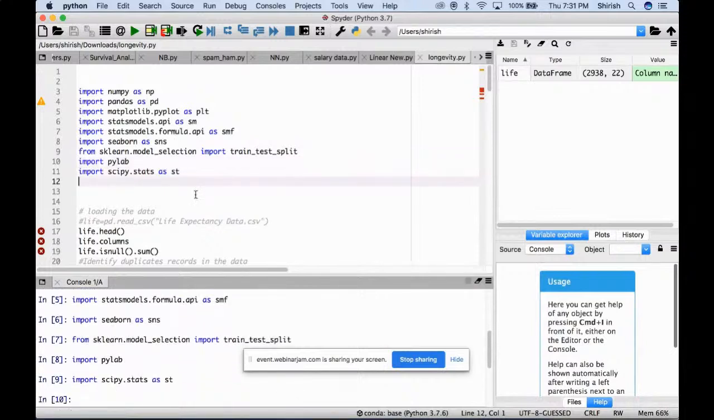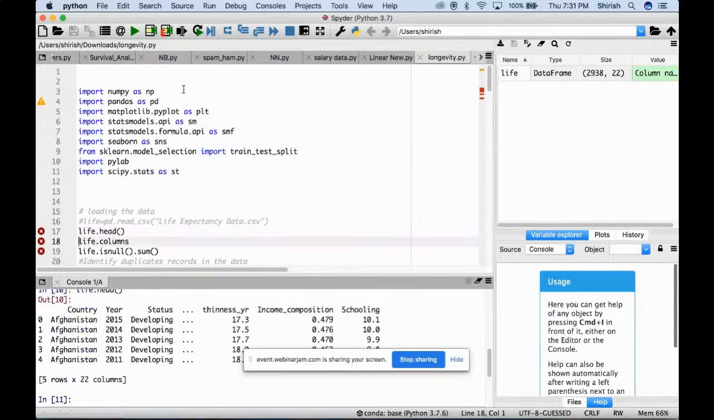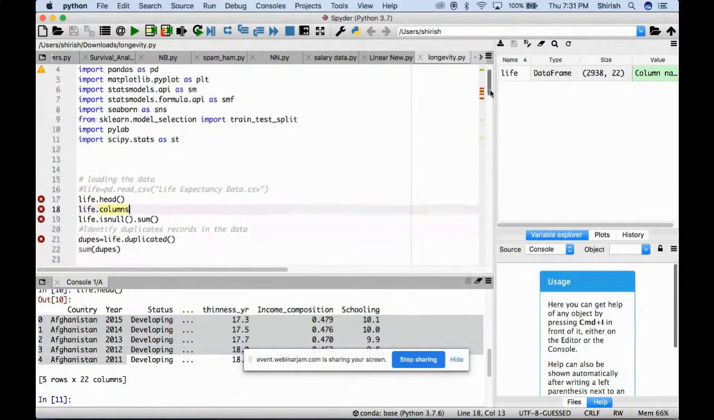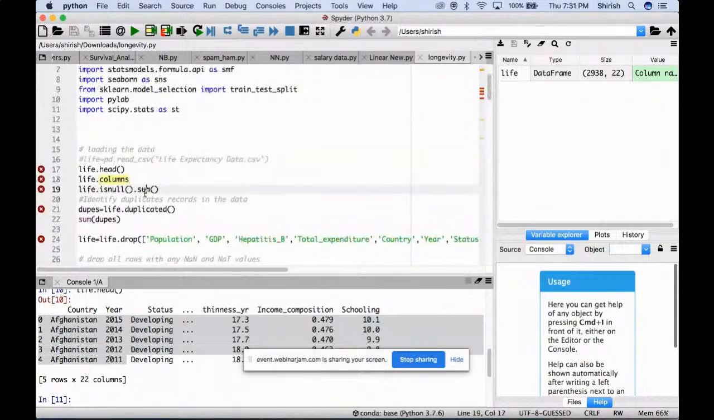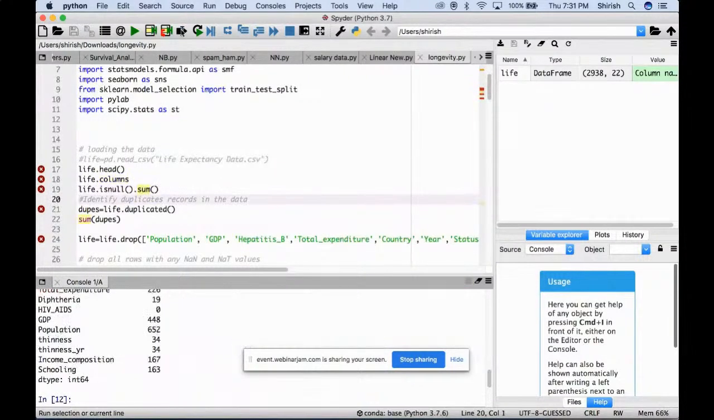So let me load all these things. Let me show you the first 5 columns of the data along with 5 observations. I have to check whether, in whatever data I've collected, there are any null values available there. Okay, they are there.